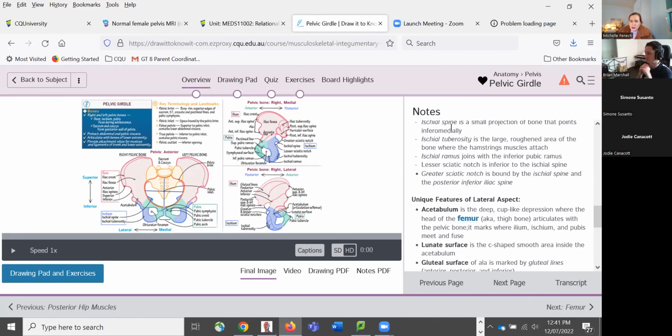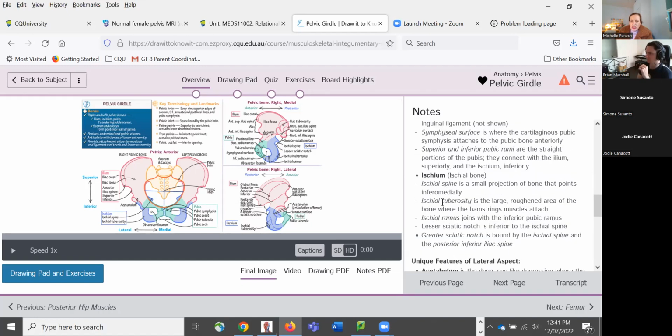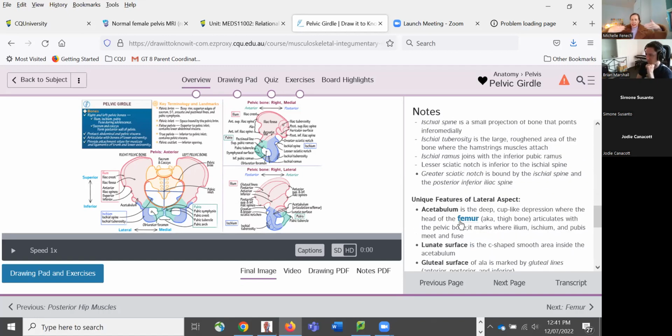And see how it says the spine is a small projection. It tells you which way it points. Ischial tuberosity, it's a roughened area where hamstrings attach. A ramus is usually a connecting bit of bone, connects two bits. And then greater sciatic notch will be bounded between this and up here. So that's going to be our greater sciatic notch. And our sciatic nerve will go through there. Does that help?